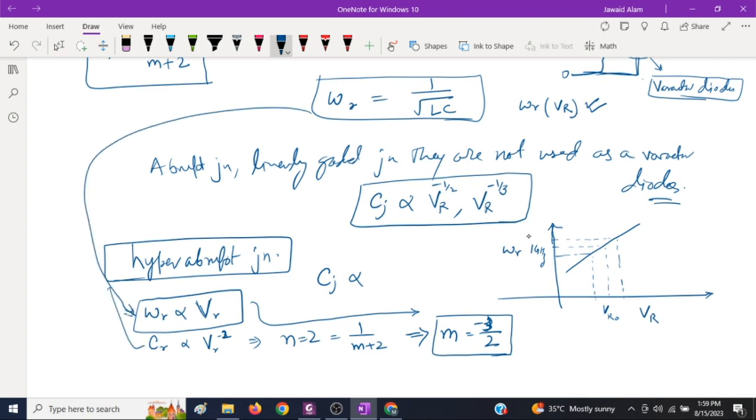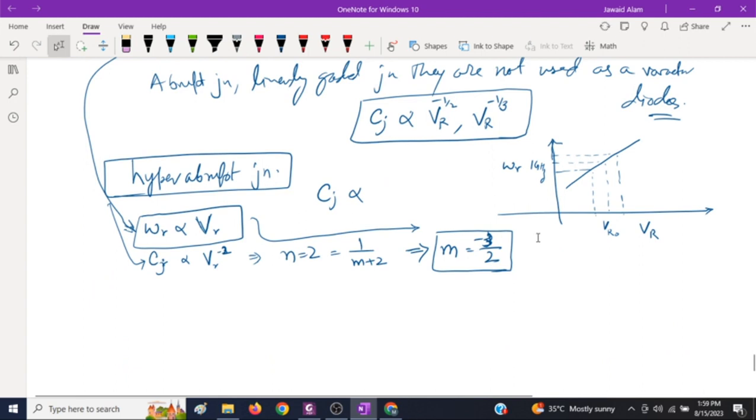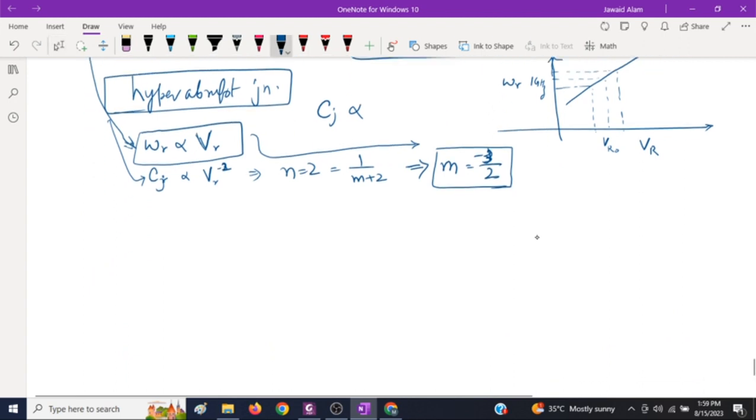the junction capacitance should be proportional to VR to the minus 2. In general, a junction capacitance is dependent on the voltage profile like this, where m is the junction profile. This is a special case which is called a hyper abrupt junction, and these junction profiles are used in Varactor diodes.